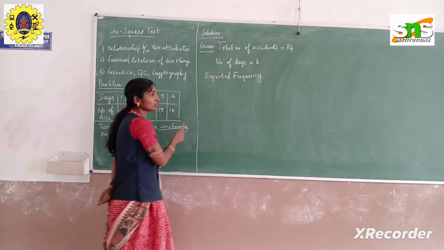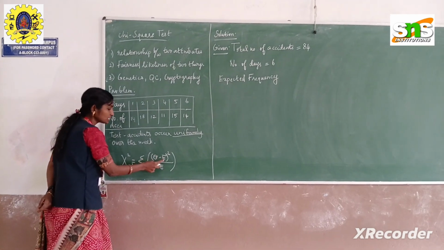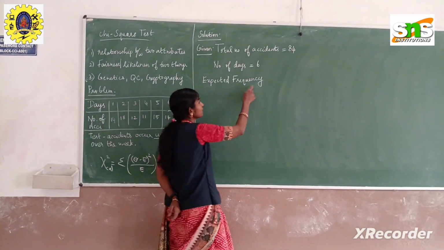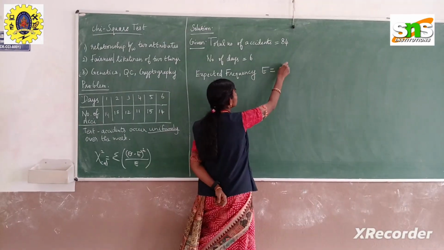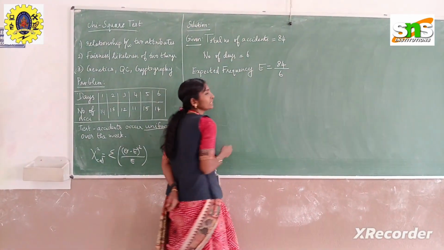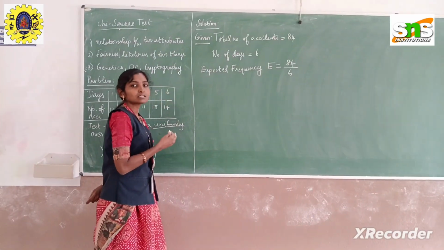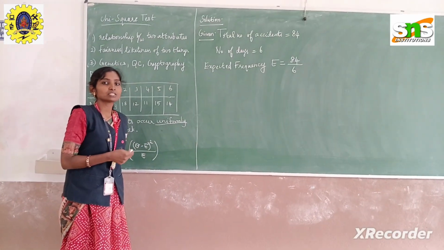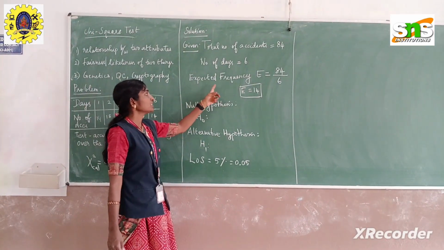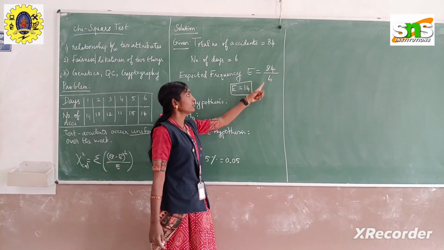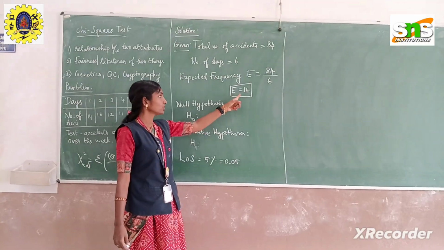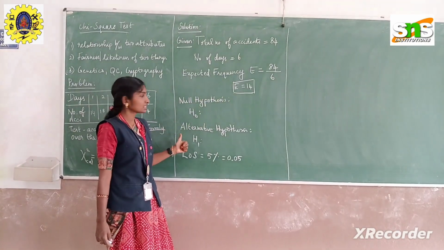Now we are about to calculate the expected frequency, which is our E, represented here in the formula. So expected frequency E is equal to the total number of accidents happened divided by the number of days given. So here our expected frequency E is equal to 84 by 6, which is equal to 14. We have got the value of E to be 14 for all the observed frequencies given here.